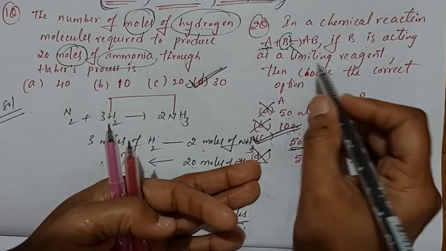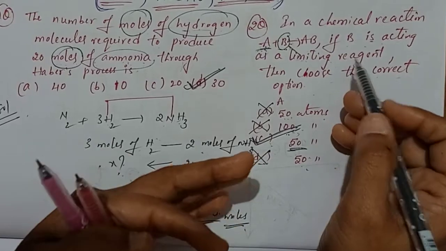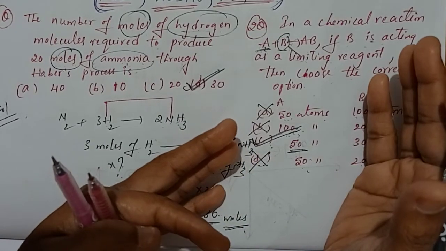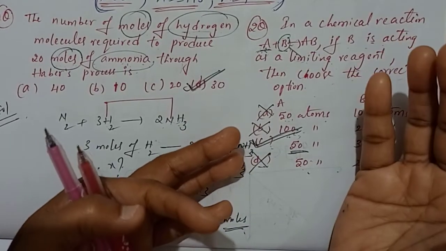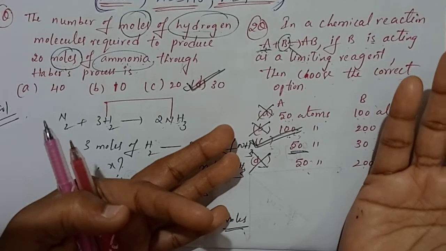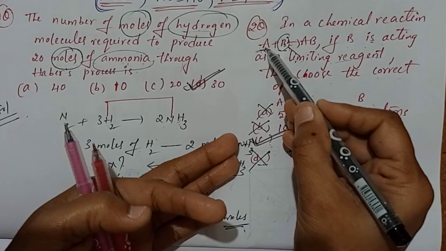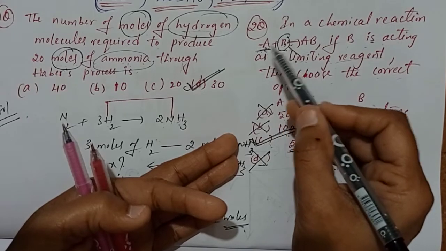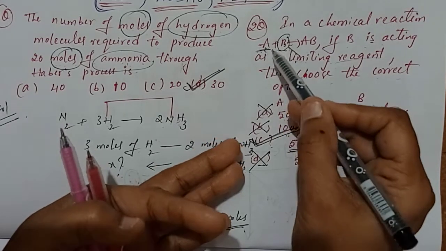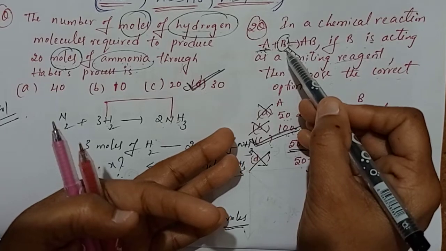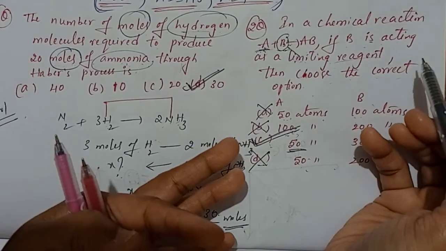Okay. So in this question, limiting reagent means which is completely consumed in the reaction, or which is present in the lesser quantity. We'll call it the smaller quantity, we'll call it limiting reagent. So B limiting reagent means A is the excess reagent. So here in this reaction, A atoms should be more than the B atoms because B is present in the lesser quantity, the limiting reagent. Okay.